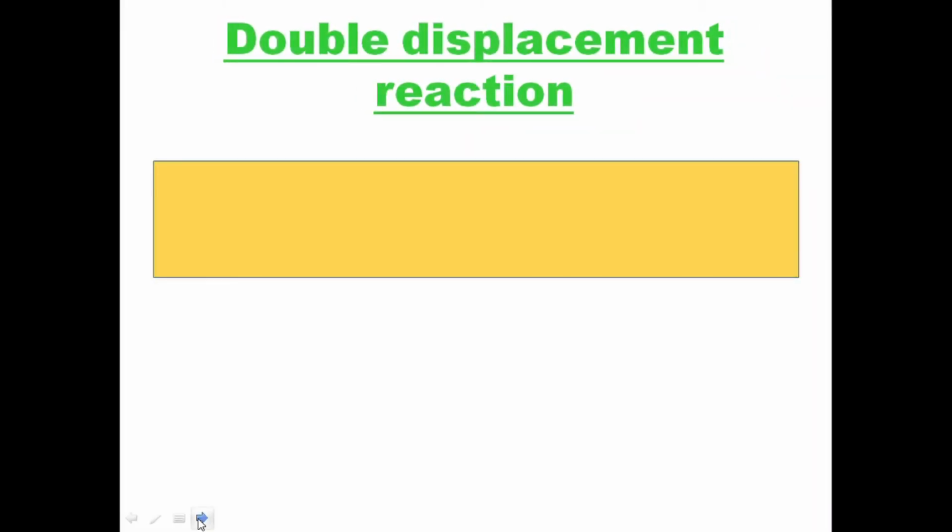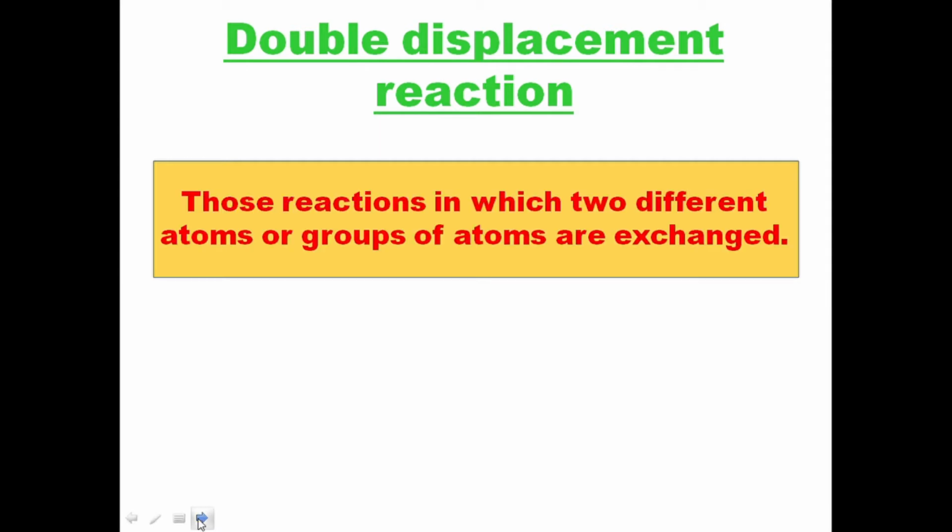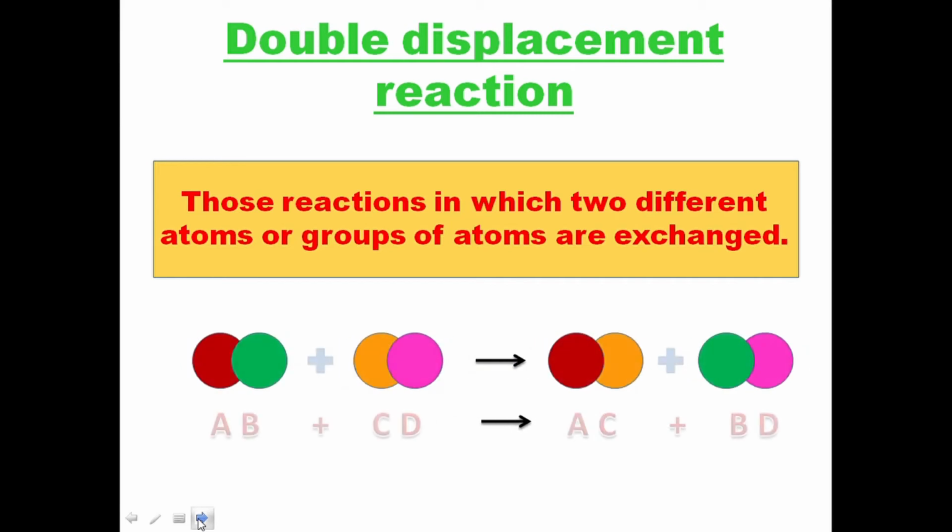So let's try to know what is double displacement reaction by its definition. Those reactions in which two different atoms or groups of atoms are exchanged. These reactions involve two ionic compounds. So they react by exchange of their ions and form new products after the reaction.